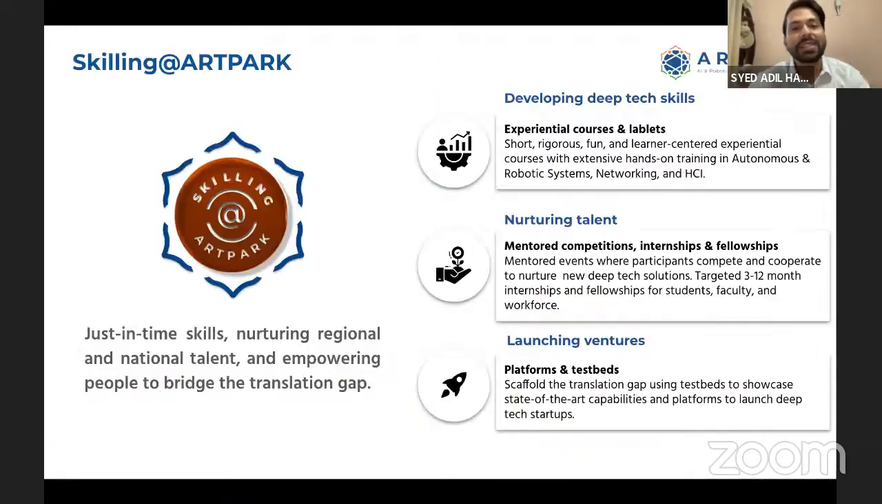Yeah, the third leg is skilling. As we understand, we always get the question when we're working in AI, robotics, and the new age: are you taking up the jobs? How are you coping? The question comes across the world, from the government and everyone.